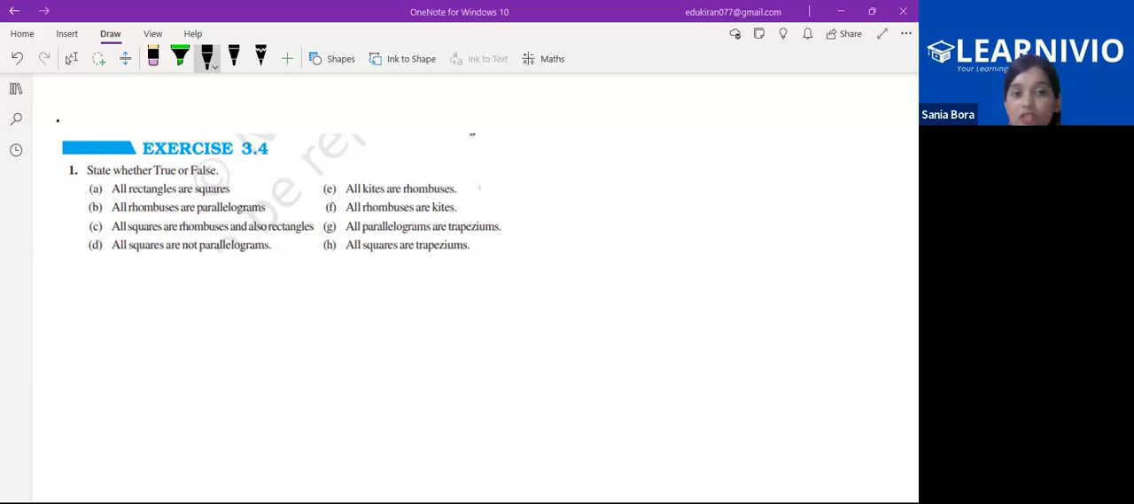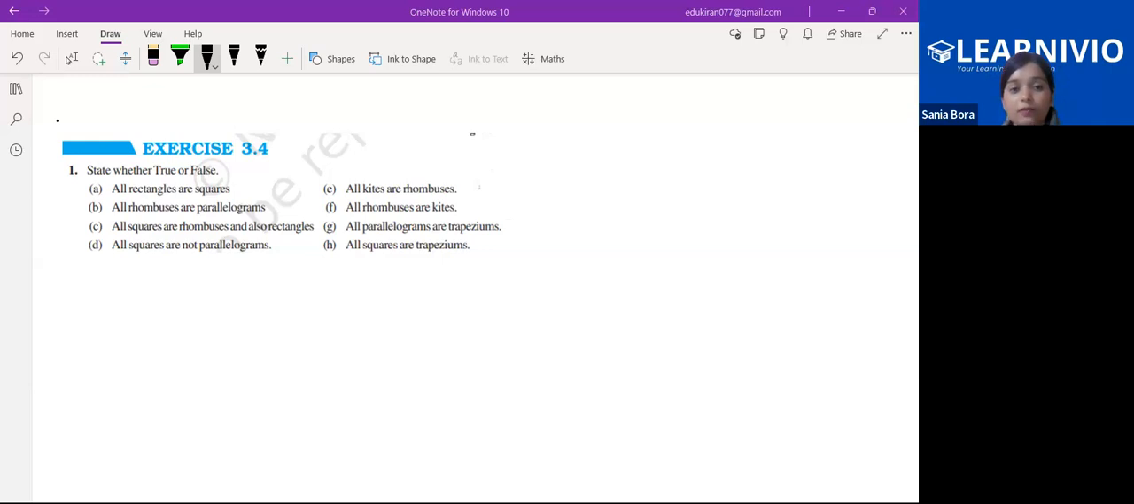Okay, ma'am. And then G1, all parallelograms have trapezium. True, because a trapezium has parallel sides and a parallelogram also has this. F1 is true, right? Yes, F1 is true. G1 is also true. H1 is also true. All squares are trapeziums.